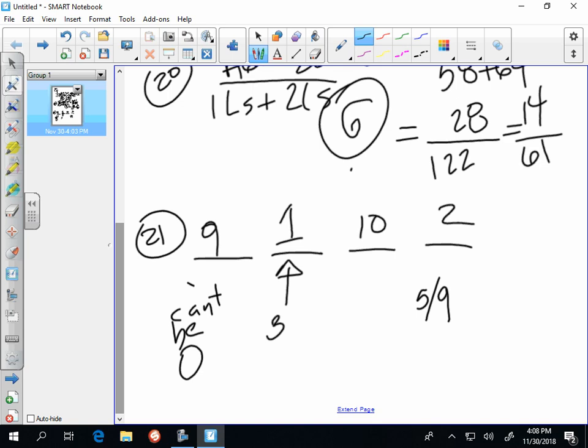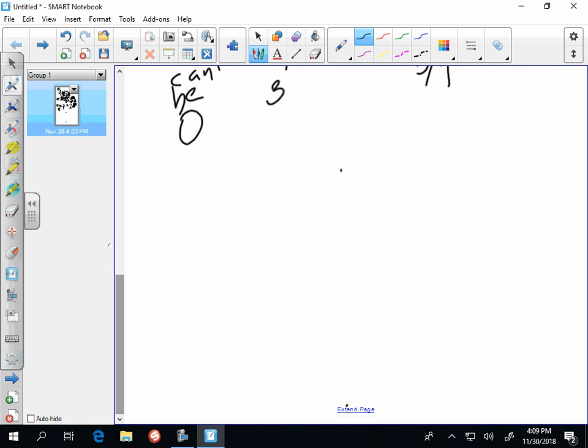And this problem is an example of the counting principle, where we want to know how many different possible 4-digit numbers we can have with this. We multiply all these choices together. 9 times 1 is 9, times 10 is 90, times 2, and I get 180 choices. And that corresponds with choice A. Remember, this is the counting principle. I multiplied the number of options. Okay, and then problem 22.